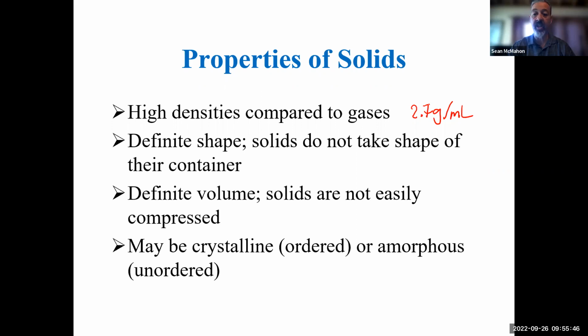They can be crystalline or amorphous. Remember, crystalline is a repeating pattern. So you can think of salt crystals. Amorphous is unordered, and there's some flexibility. You can think of rubber, plastic, glass.